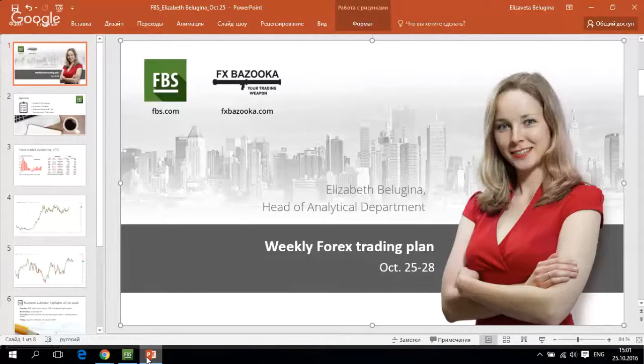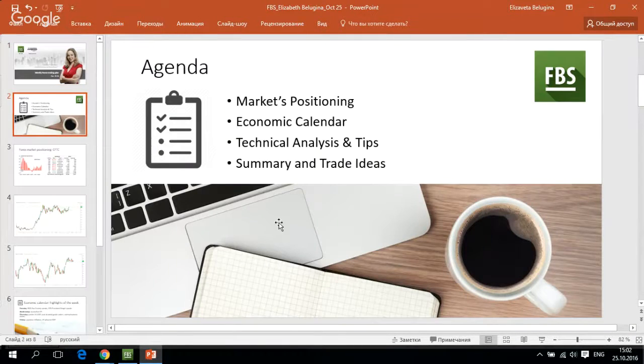So, our agenda for today will be, as usual, to analyze technical and fundamental factors which have an impact on the movement of the main currency pairs, I mean euro dollar, GBP USD, dollar yen, Australian dollar US dollar, and probably we'll also have a look at other currency pairs if we have time left. As usual, we analyze market positioning, economic calendar, technical charts, and then summarize everything we have learned, and I provide you my trade ideas.